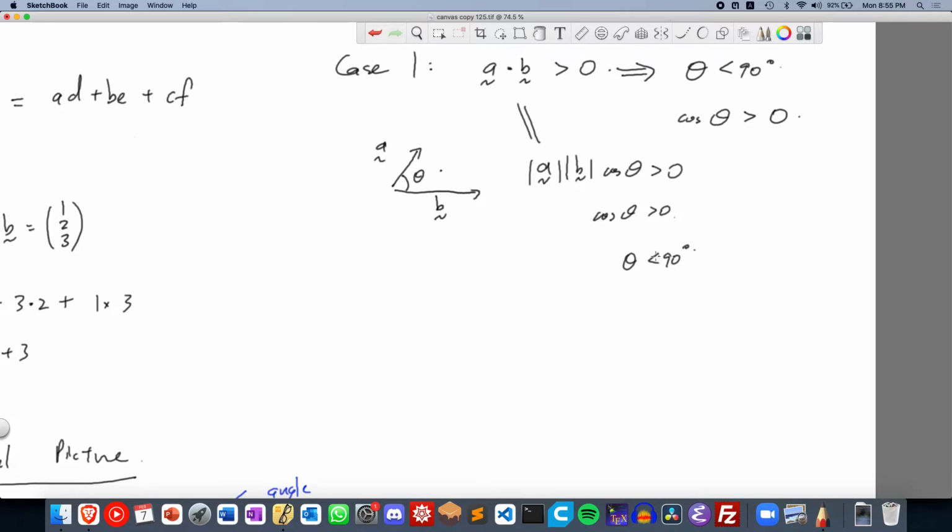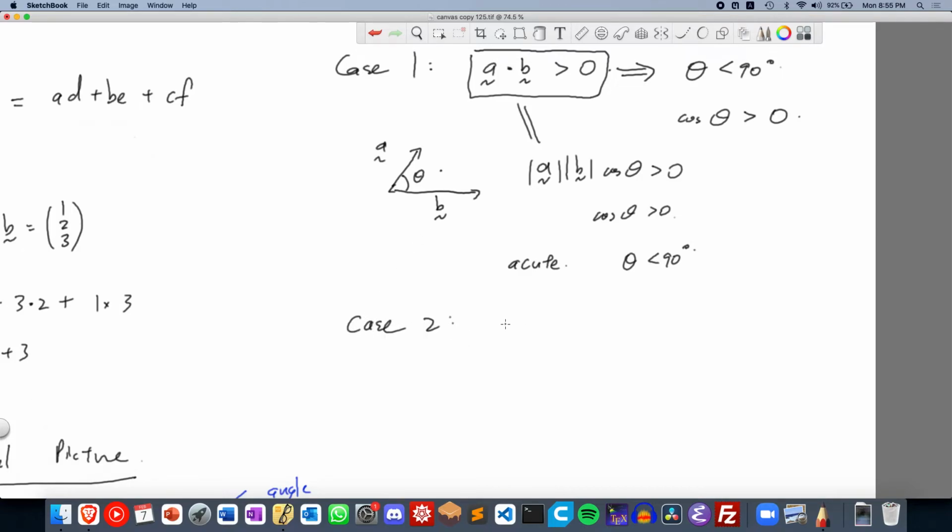degrees. So if the dot product of two vectors is greater than 0, is positive, then the angle between them is acute. So the dot product gives us some information about the angle between vectors. So what about the second case?